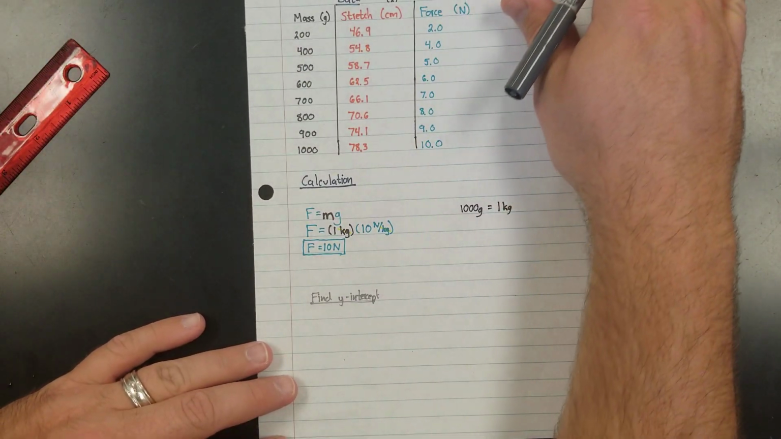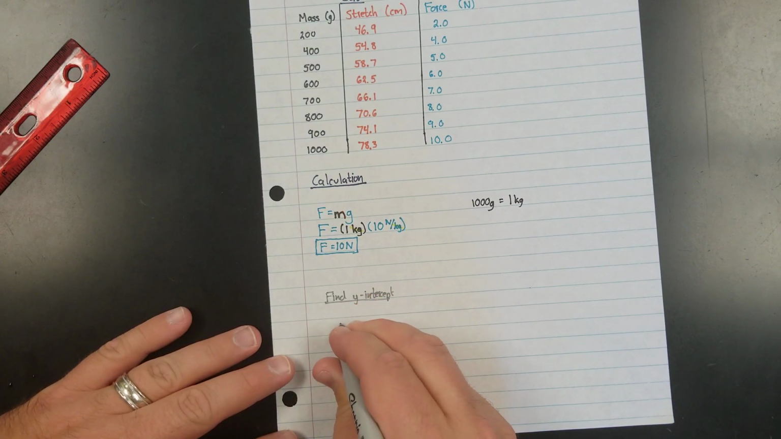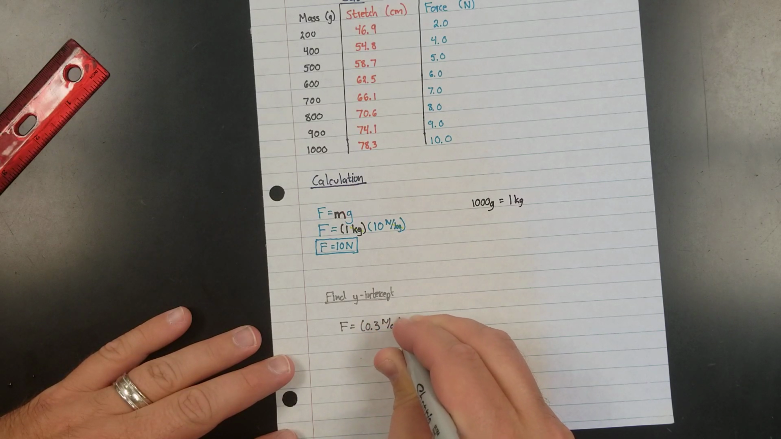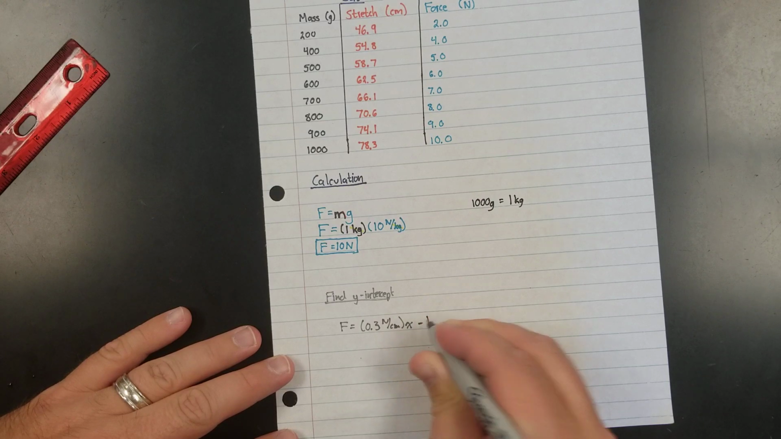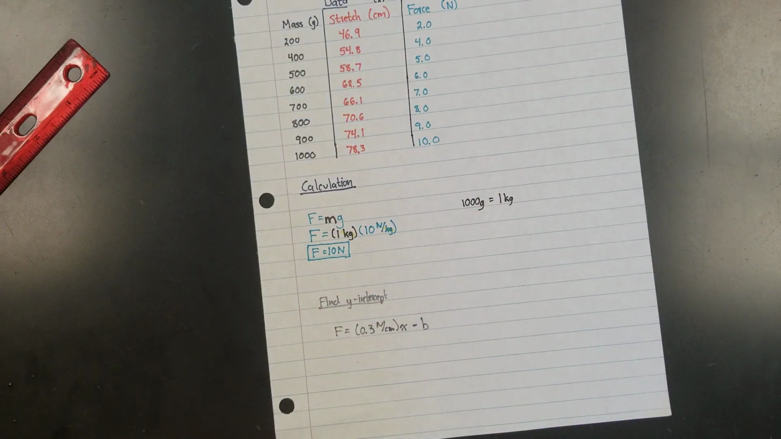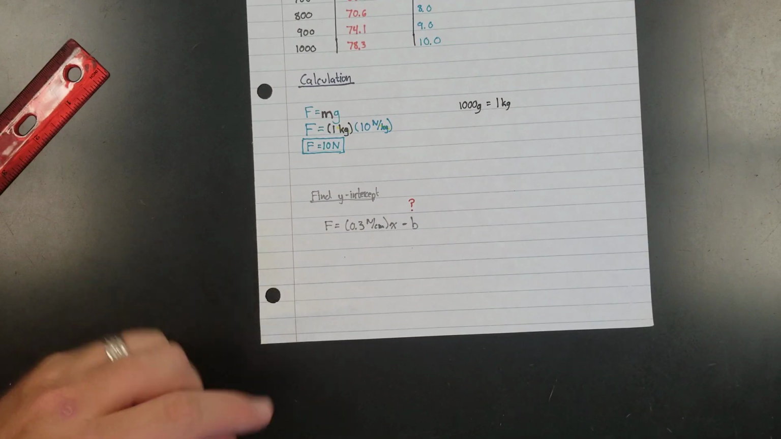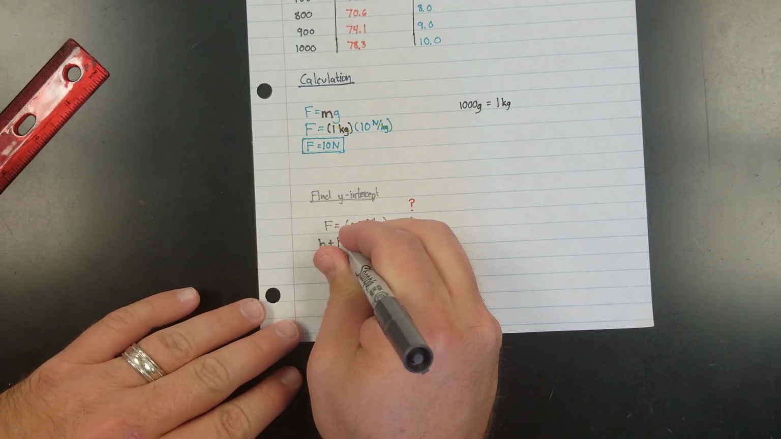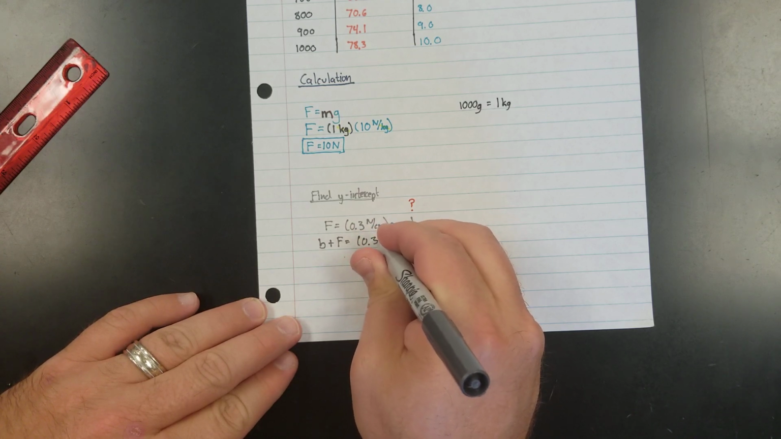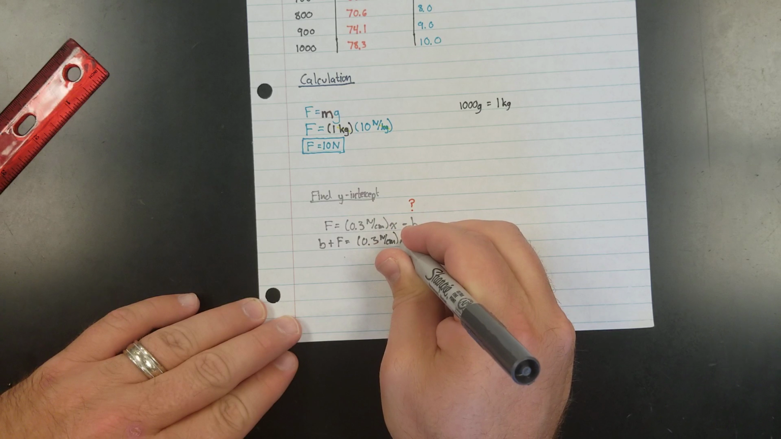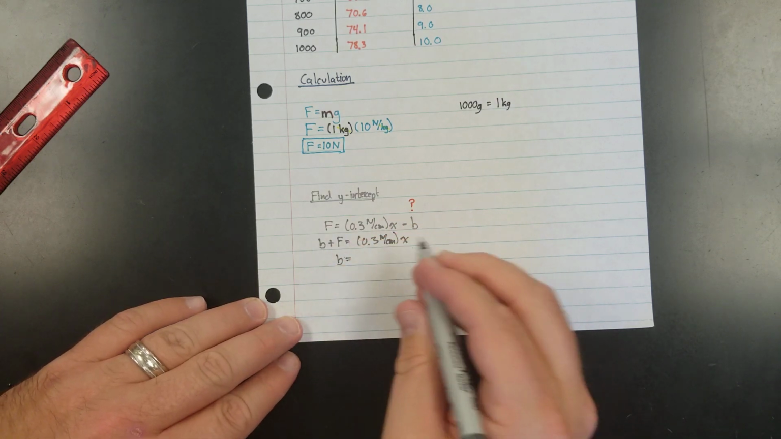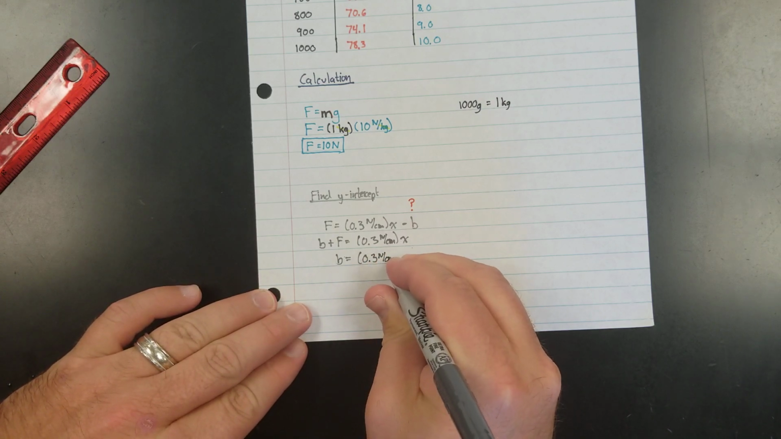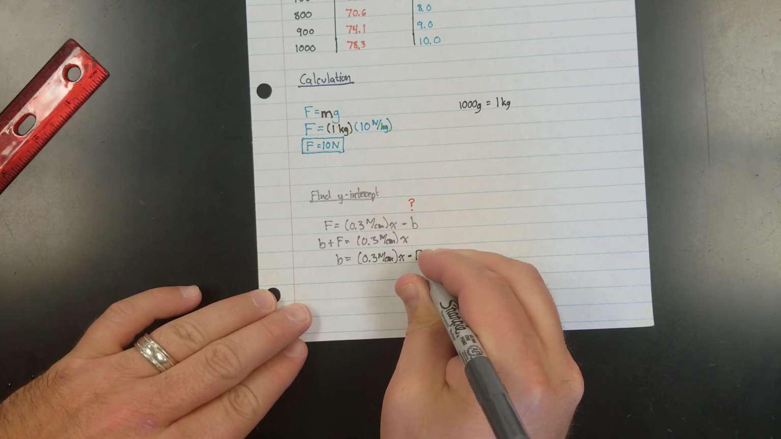And so the way that you do that is you take your y equals mx plus b equation. Right now it's F equals 0.3 newtons per centimeter times x minus b, and then go ahead and just solve that for b. What is b? If you add the b to both sides of your equation, it'd be b plus F equals 0.3 newtons per centimeter times x, and then subtract F from both sides. So b would be 0.3 newtons per centimeter times x minus F.